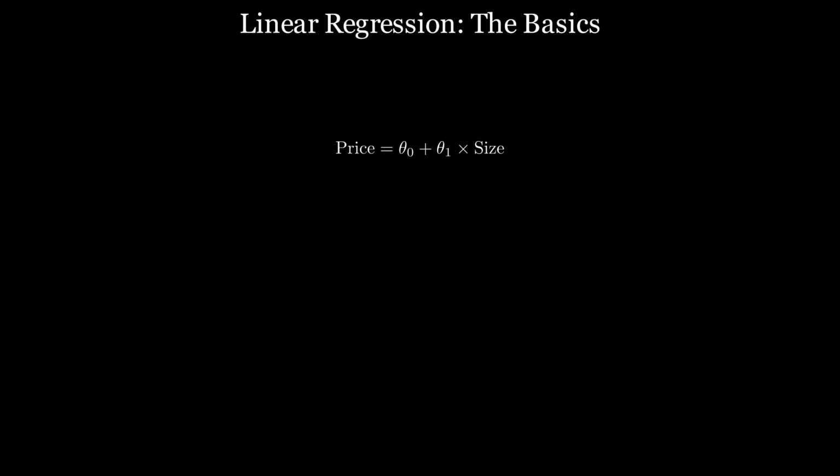Here, price is what we want to predict. Theta 0 is the intercept or the base price of a house, even if it had zero size. Think of it as the value of the land. Theta 1 is the coefficient for the size feature. It tells us how much the price increases for each additional square foot. The main goal of linear regression is to find the perfect values for theta 0 and theta 1 that make our predictions as accurate as possible by minimizing the overall error.